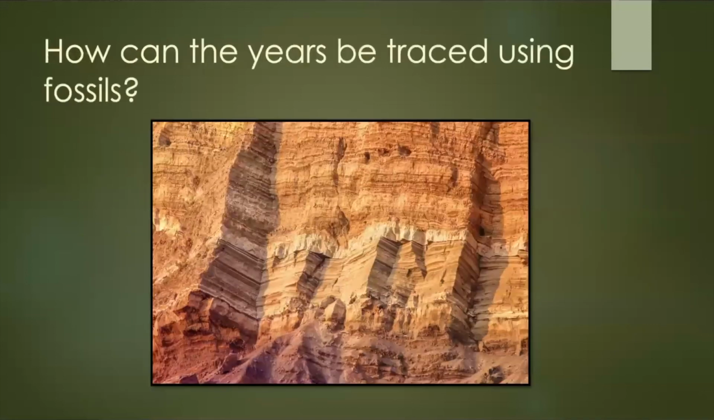So, how can the years be traced using fossils? Well, fossils are included in rocks that build up in layers called strata. The strata provide a sort of timeline, with newer layers near the top and older layers near the bottom. All of the methods of obtaining evidence for evolution are in terms of macroevolution, whereas the direct observation method is in terms of microevolution.